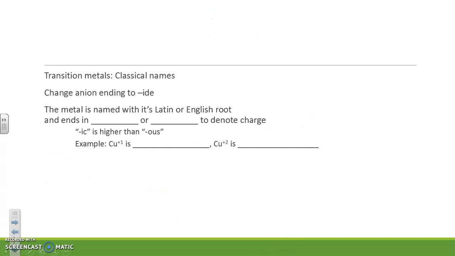Okay, the classical, or the old way of naming a transition metal ionic compound. Again, you're going to change the ending of it to -ide. The metal is named with its Latin or English root, and it ends in either -ous or -ic to show the charge. -ic means that it has a higher charge than -ous. So copper 1 would be cuprous, and copper 2 would be cupric.